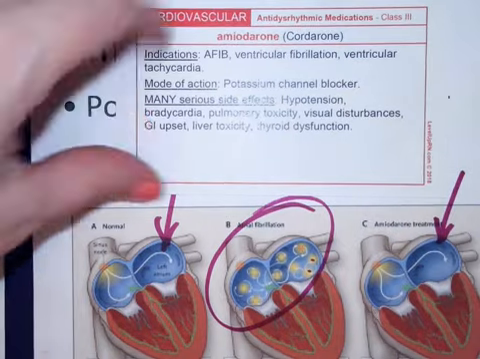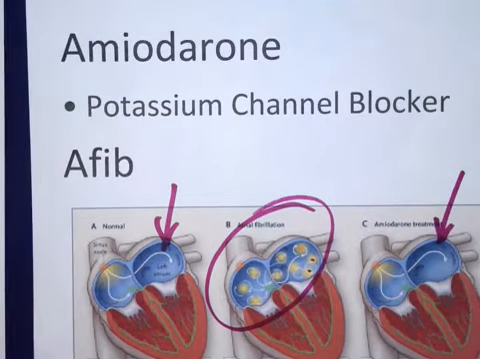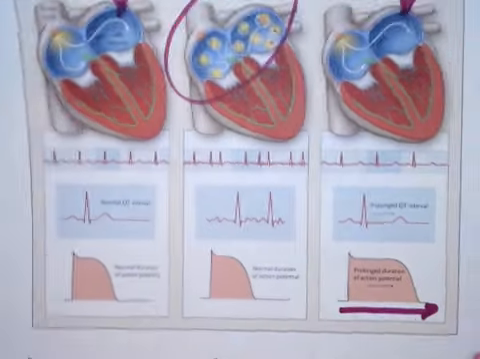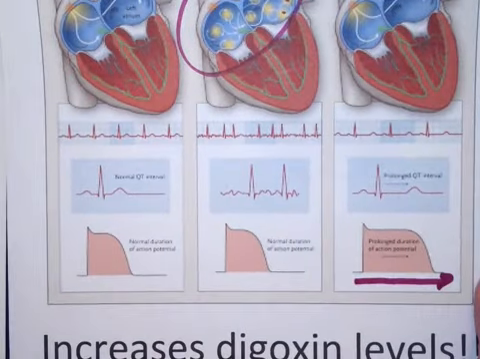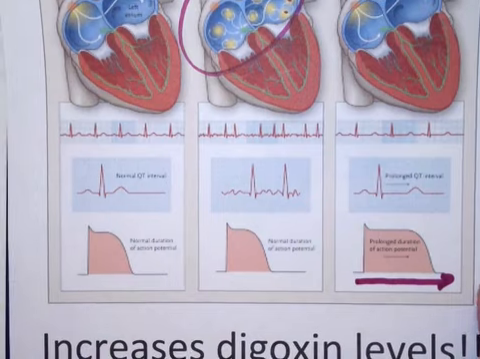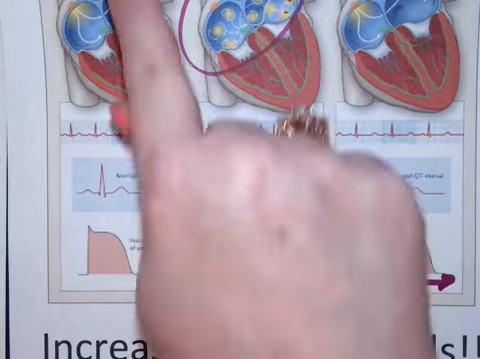So what this medication does is it blocks the potassium channels. By blocking the potassium channels, it changes this action potential that we talked about in another video. So it prolongs the duration of the action potential. It slows this down because it's going really fast and quivery.